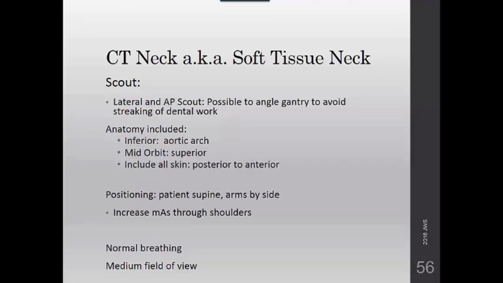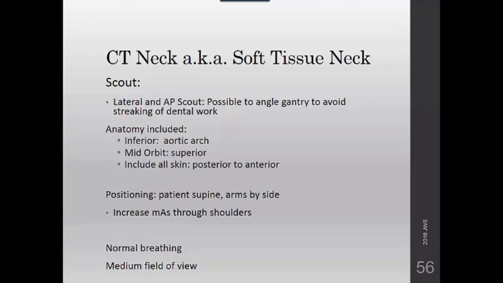We still have more brain imaging techniques to discuss. They involve contrast, as does CT neck, but we're going to start with our study of contrast exams with the CT neck. Routine scanning of the neck is typically performed with the patient in the supine position and the neck slightly extended, with the arms down by the side.